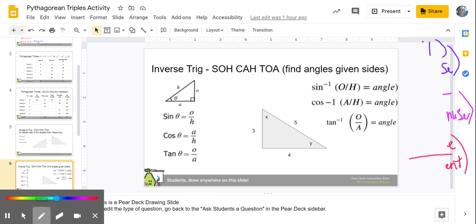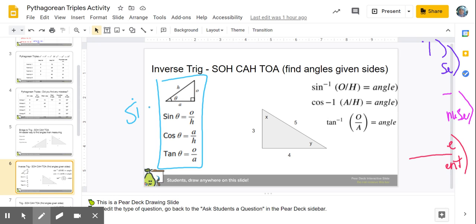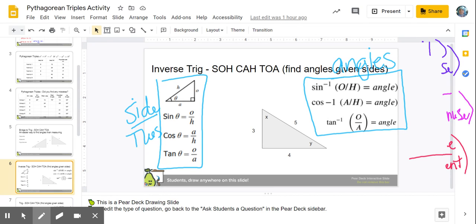So on the left side, these notes are for finding sides. We're going to use these starting on Tuesday. So you don't need to worry about those today. The ones we're going to use are the ones here on the right side. These are to find angles. Okay, we're going to use Desmos or some other calculator today. But first thing we need to do is identify what's the angle.